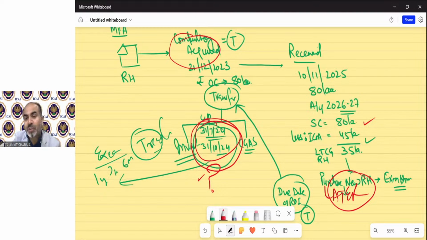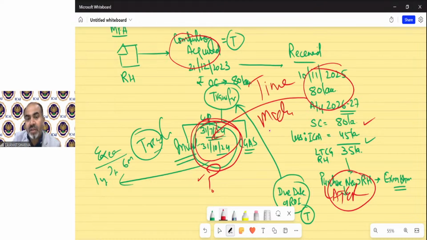So how is this possible that when I will get money in 2025, I can go back with the help of a time machine? We will make a time machine and then we will go back to 24 and we will invest it. So this cannot be possible.